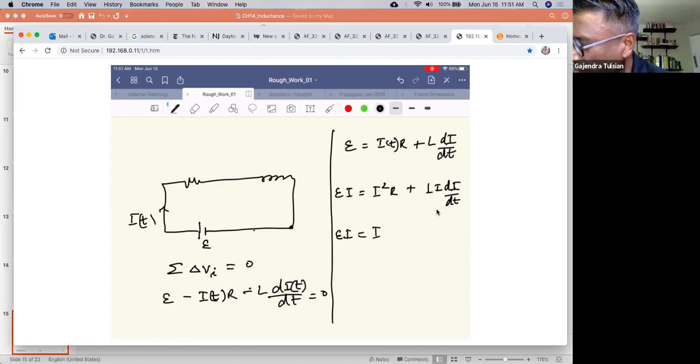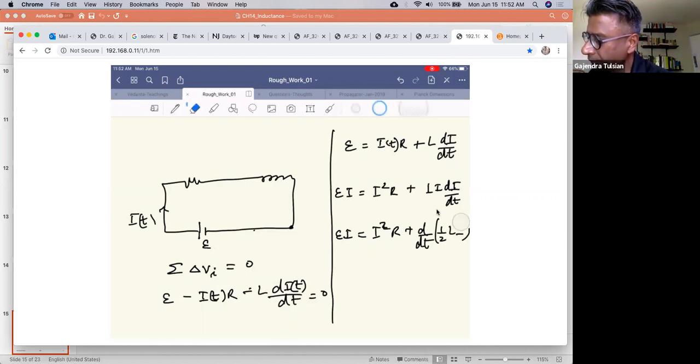EI equals I squared R, and what we're going to do is write that term as L times d/dt. L is constant, so what we'll do is d/dt of 1/2 L I squared. When you take the derivative of that, we get 2I times di/dt, the 2 will cancel that half, and so you'll get this term. So I've just rewritten that term like so.